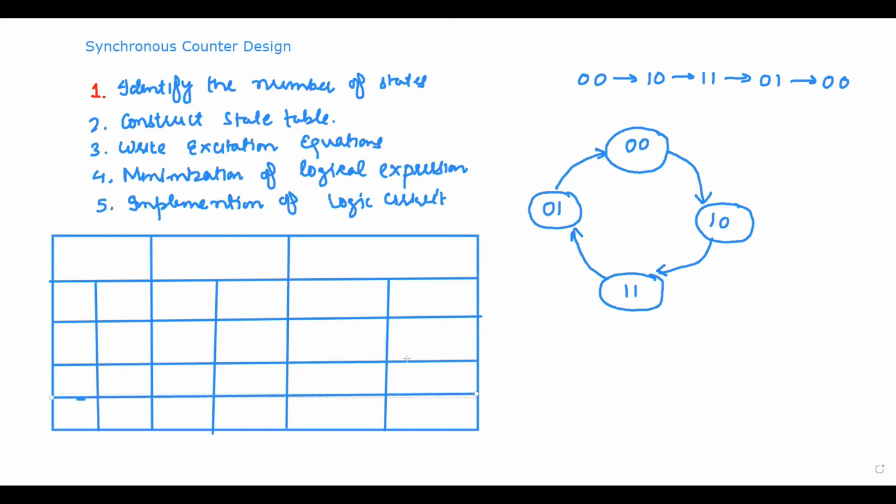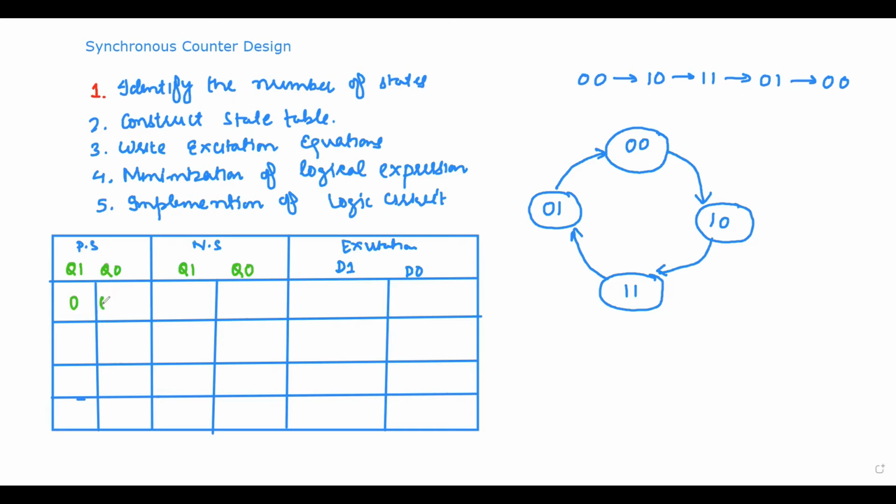Now one very important point that I will discuss today after this design: the present state, next state, and your excitation, and how this is actually achieved. We are getting this using a D flip flop. I will be changing the color so that you understand what is actually happening here. This is your present state Q1 Q0, and this is the next state Q1 Q0.